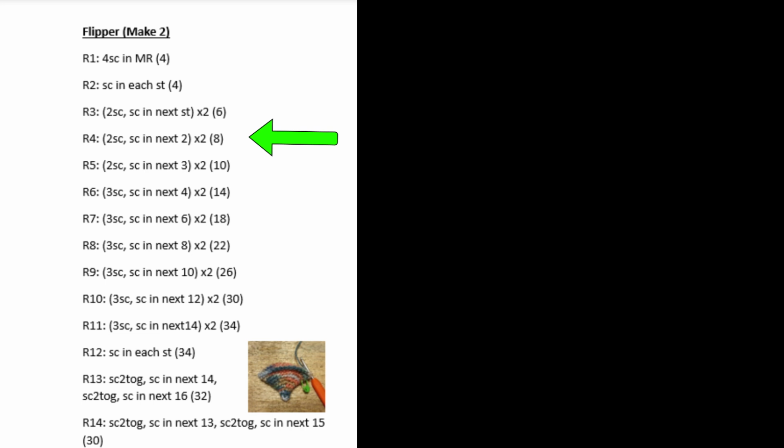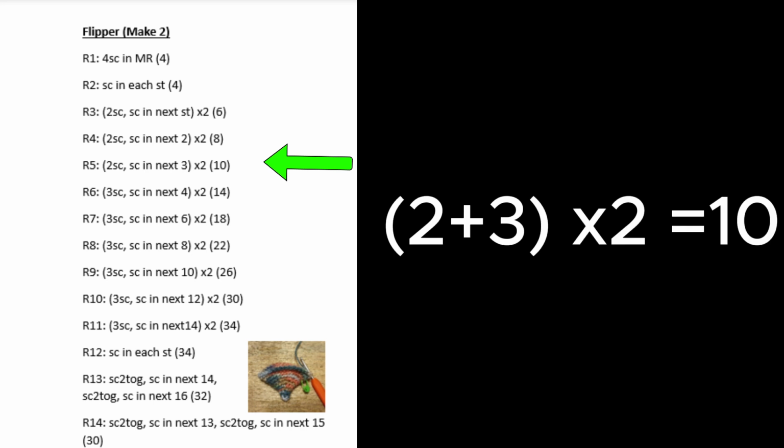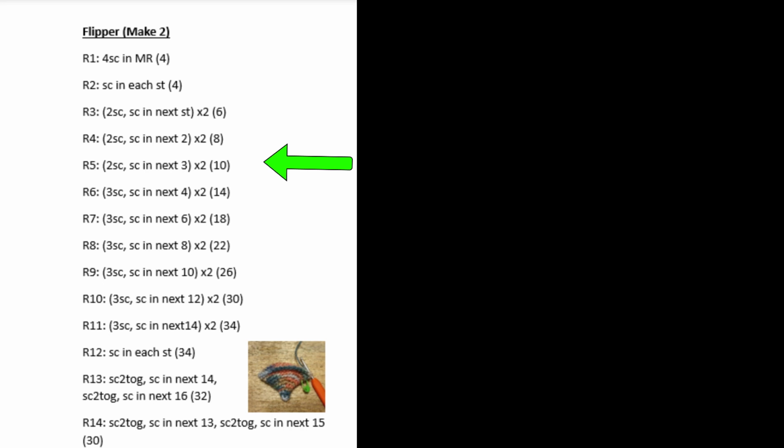I will show you later in examples where if the pattern isn't clear you might second guess yourself or the pattern. Row 5 follows the same idea, so we're doing 2 single crochets into one stitch and then single crochet in the next 3, doing that twice, and that gives us 10 stitches at the end of the row. So from row 3 to row 5 you are increasing by 2 each row.